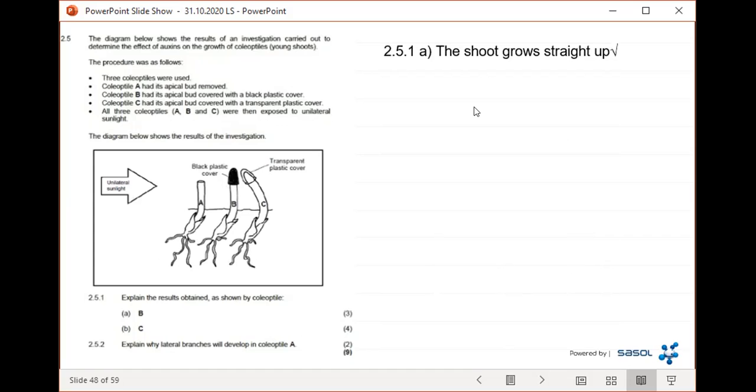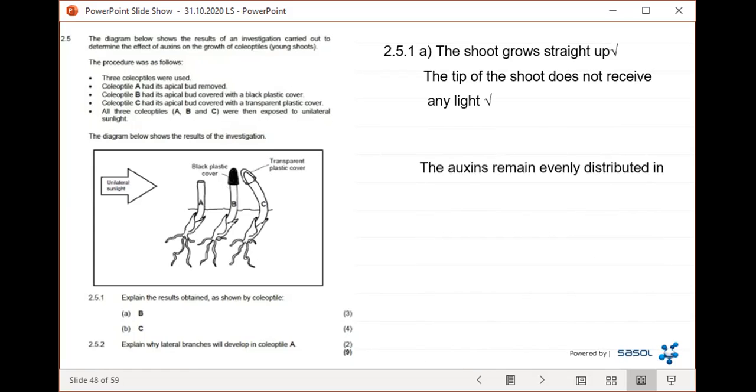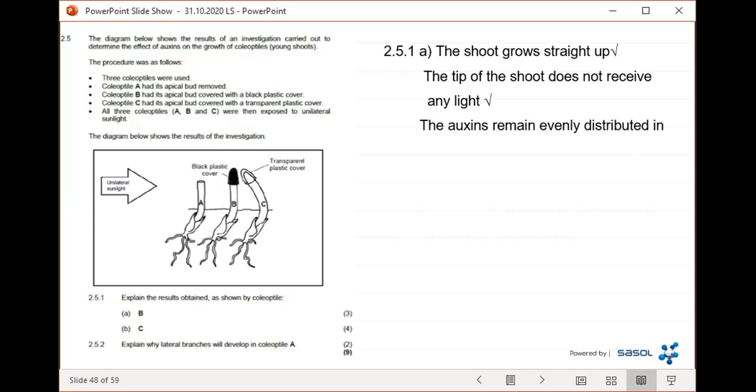Okay, so the shoot grows straight up and you get your first mark. If you mention that the tip of the shoot does not receive any light, you would get your second mark. And if you also say that the auxins remain evenly distributed in the tip, you would get your third mark. And also all parts of the shoot are equally stimulated to grow, you would get your next mark.